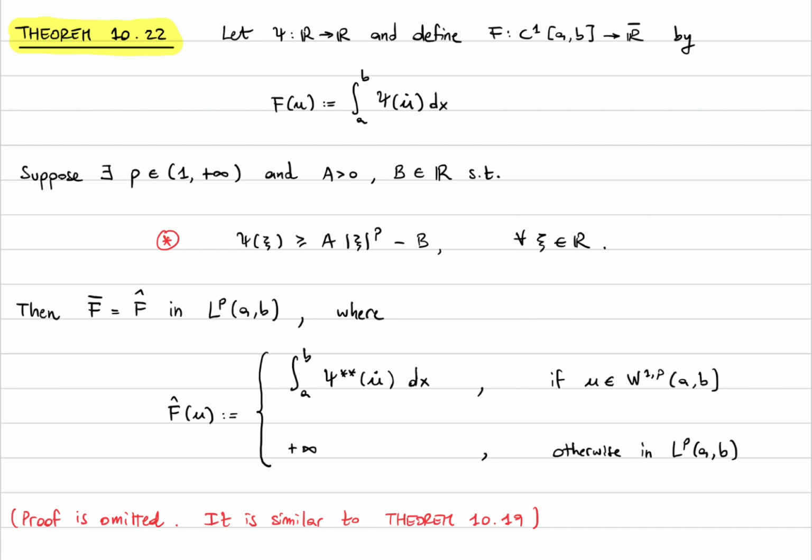Now, this is not surprising because you can also recover the statement of theorem 10.19, because if psi was convex, then for convex functions, one can show that psi star star is equal to psi.